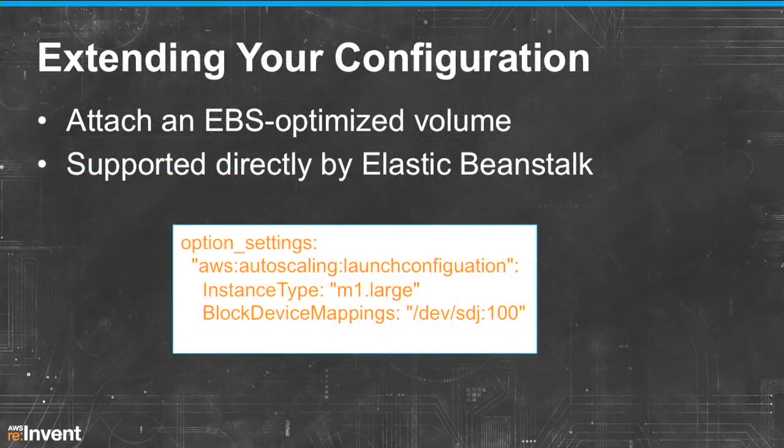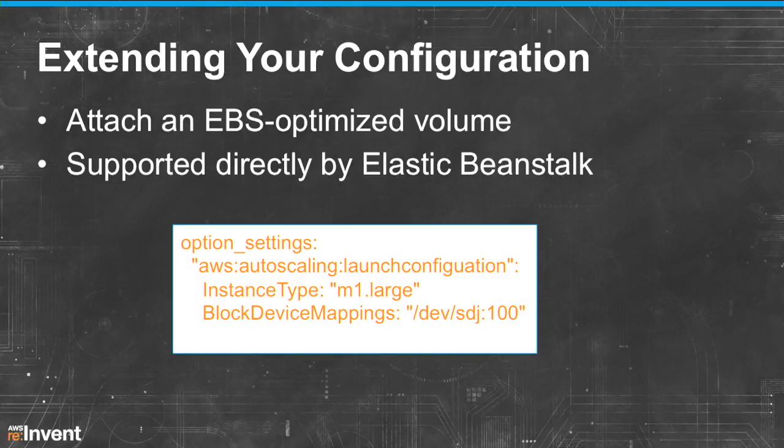So let's look specifically at how I add an EBS volume to my environment. EBS volumes are actually directly supported by Beanstalk itself, kind of like RDS. And you can enable them by setting particular option settings. So in the configuration file, I can have an option settings section. Within that option settings section, you have different namespaces for different pieces of the environment.